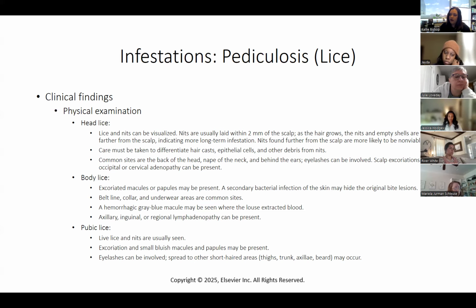Body lice usually have excoriation with macules or papules, and they can get secondary infections as well. Common sites are the belt line, the collar, and underwear areas, anywhere there's regular pressure on the skin from clothing. You can see where the louse extracted blood, and it looks like a gray-blue color. They may have lymphadenopathy. With pubic lice, usually you'll see both live lice and nits, just like on the head, and they look similar to the other two. You can have small bluish macules and papules, and eyelashes can be involved too.